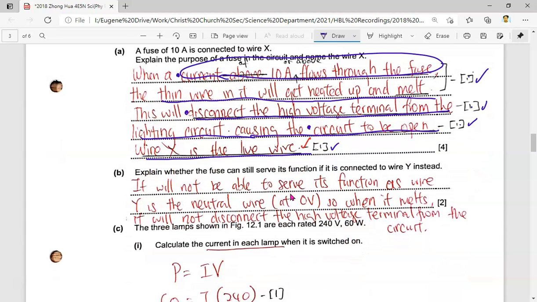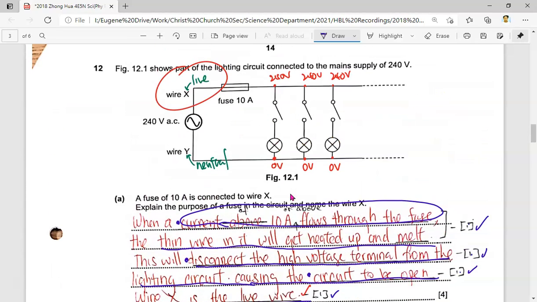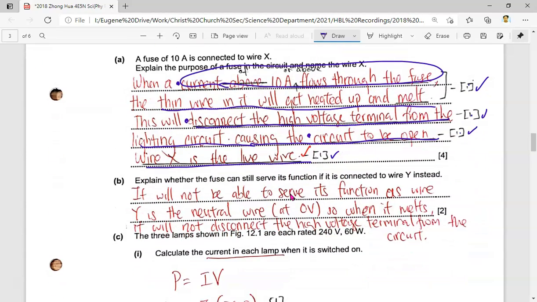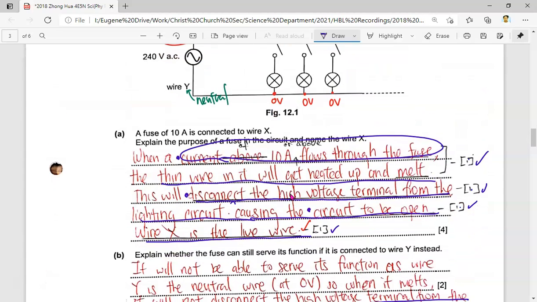Part B, explain whether a fuse can still serve its function if it's connected to wire Y instead. When it's connected to wire Y, will it be able to cause the circuit to be open? Actually, the answer is yes. It will be able to cause the circuit to be open. However, it will not be able to disconnect the high voltage terminal from the circuit. So in a sense, it fulfills half the purpose, which is causing the circuit to be open. But it does not serve its purpose over here. This part is the one that's missing.